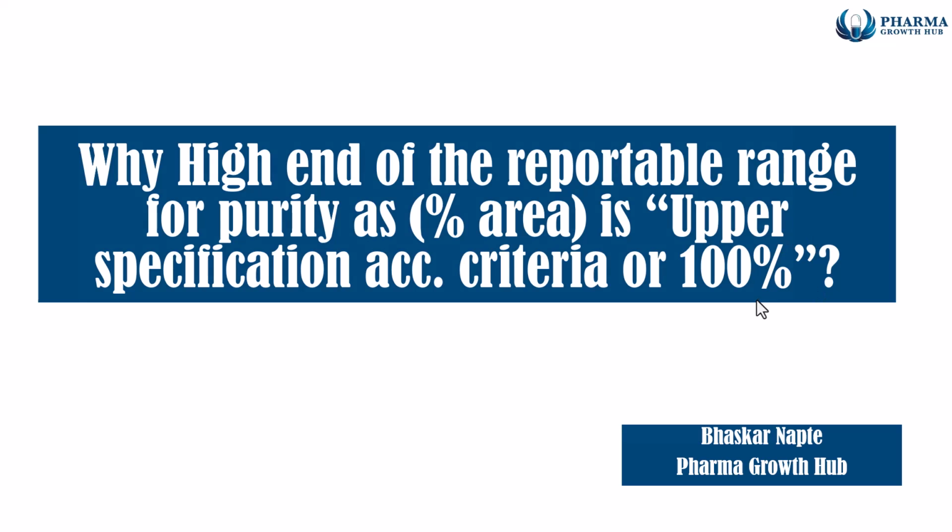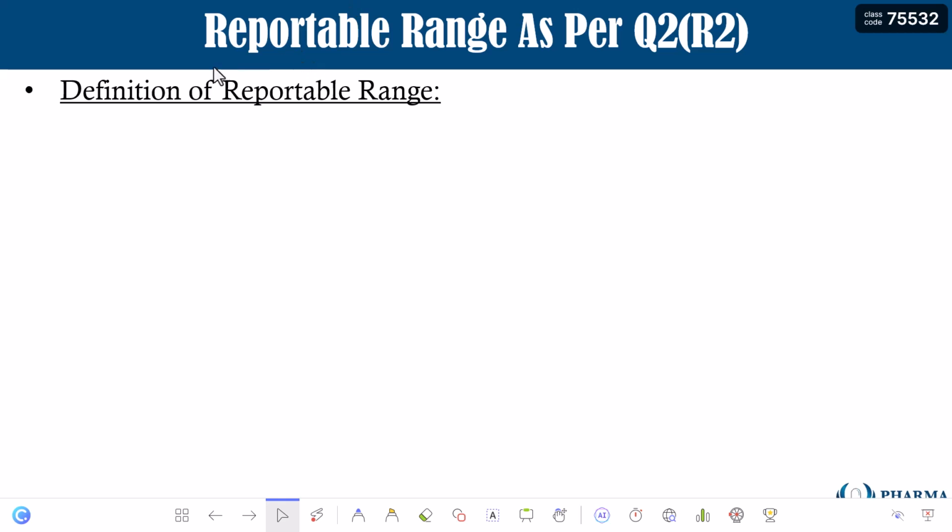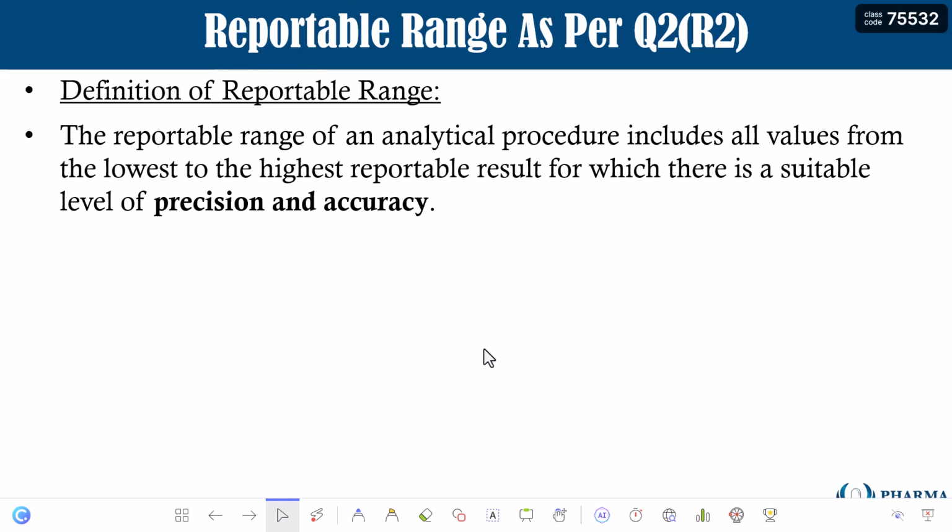So let us now understand the definition of the reportable range. The reportable range of an analytical procedure includes all values from the lowest to highest reportable results for which there is a suitable level of precision and accuracy. To qualify that this is my reportable range, you must have the concentrations at which your method is going to be precise and also accurate. So this is the definition of reportable range given in the ICH guideline Q2R2.